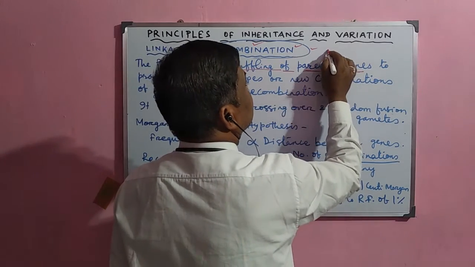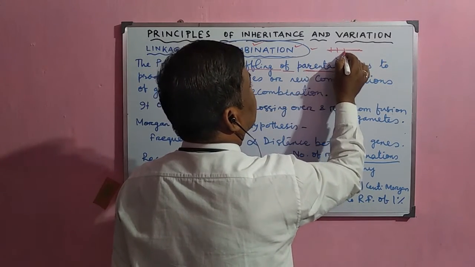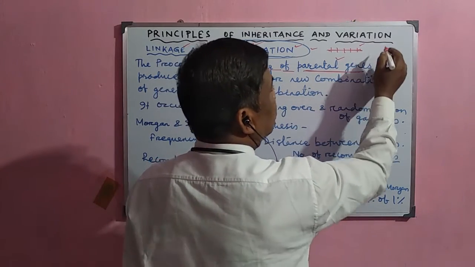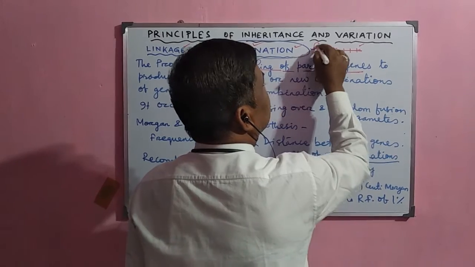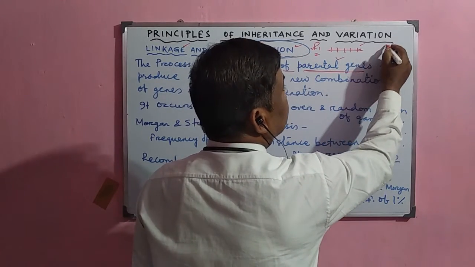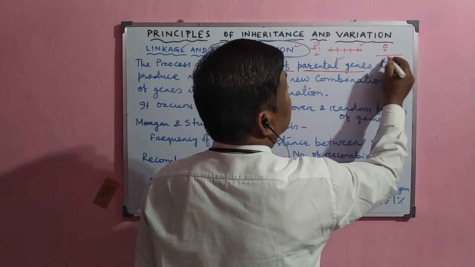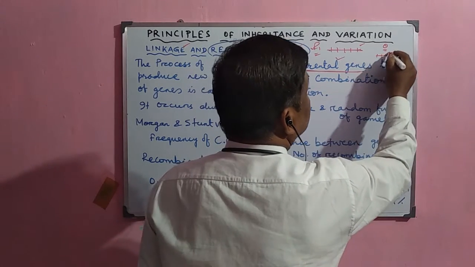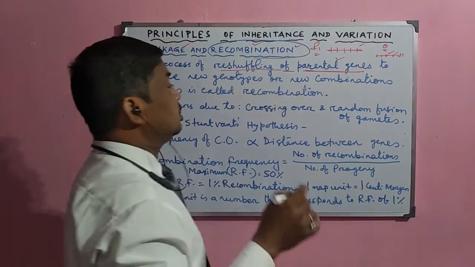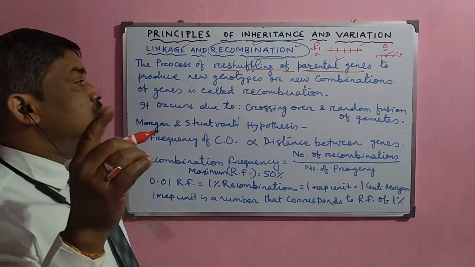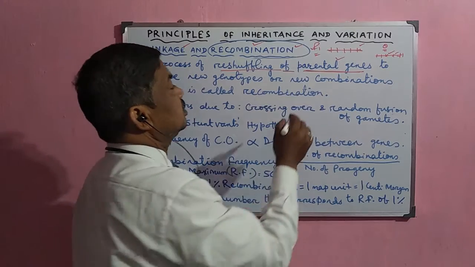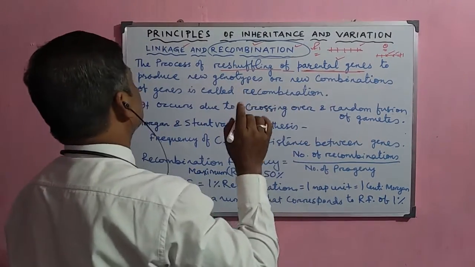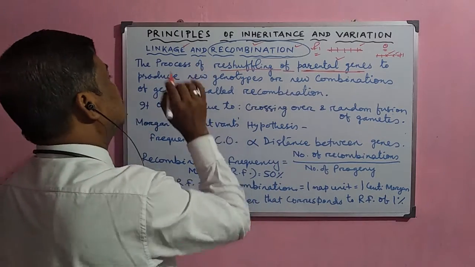Suppose this is a chromosome and these are the different genes present in this particular chromosome. But in the offspring, suppose it is the parental combination, and in the offspring, suppose these combinations are different. Then what will happen? Now why does this difference occur? This reshuffling, or the difference in the gene combination in comparison to the parental genes, is called recombination.